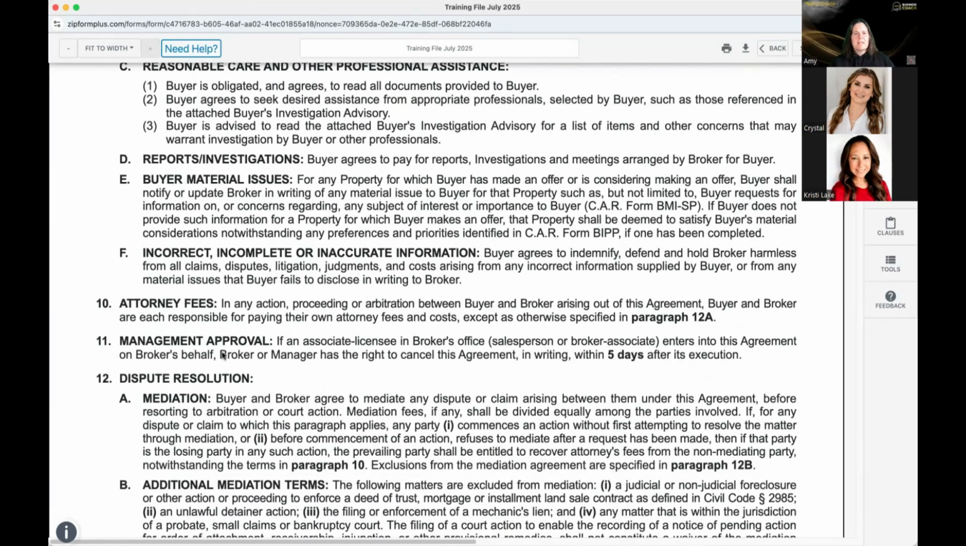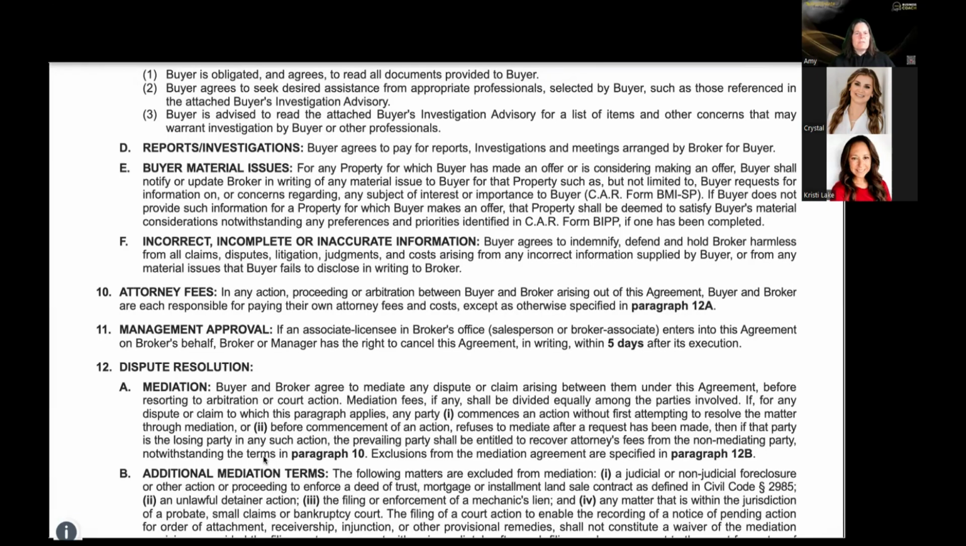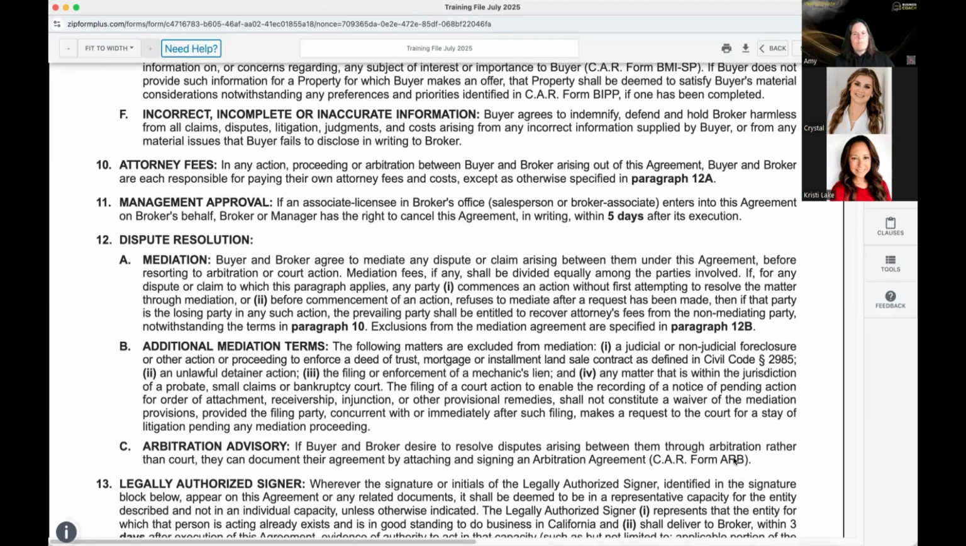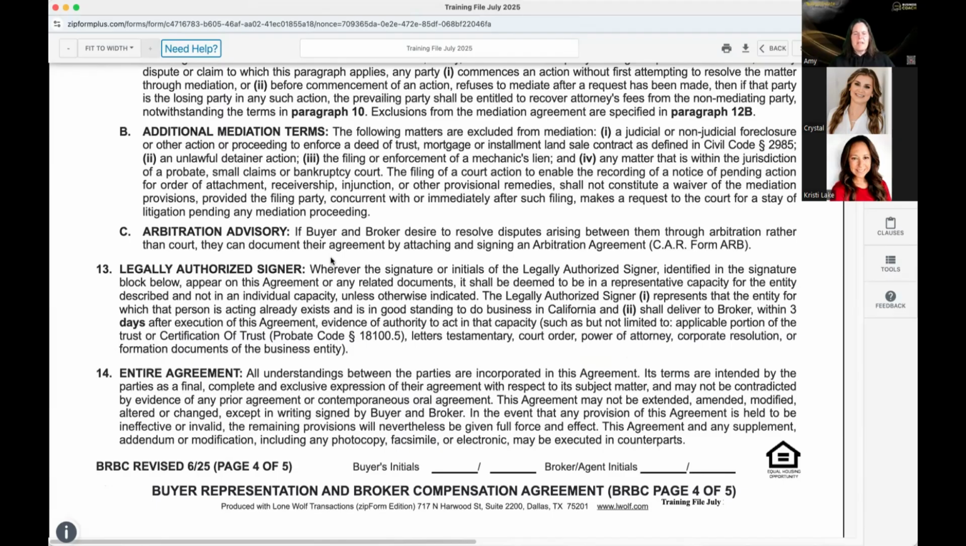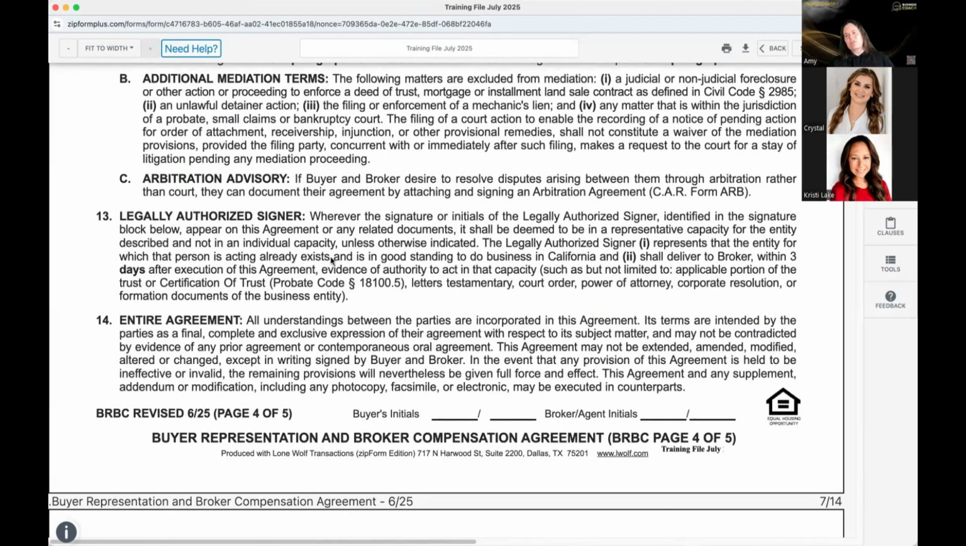Attorney's fees. Management approval, dispute resolution, we go through mediation. We're not required to arbitrate between us and our buyers. If you want to arbitrate between you and your buyer, then you would include Form ARB. That's the arbitration form. Legally authorized signer, if they're going to do the purchase on behalf of a trust or an entity, they are supposed to provide documents to us that they have the ability to operate in a representative signature capacity on behalf of that entity, whether it's a trust, an estate, a probate, an LLC, a corporation, whatever it might be.